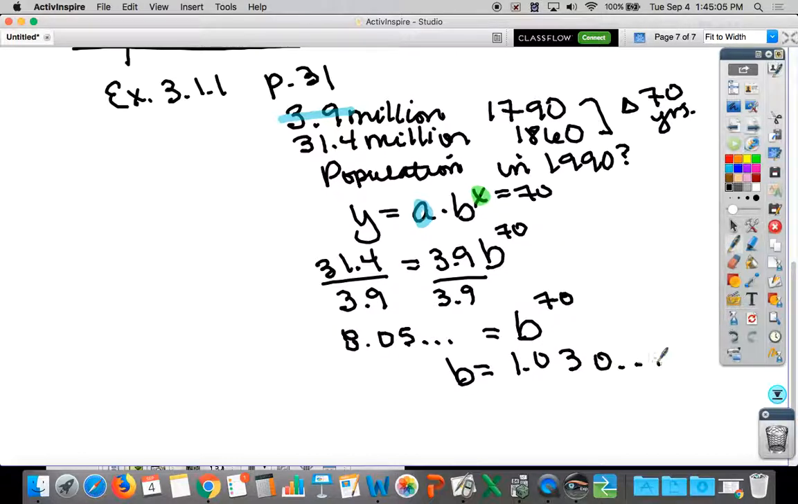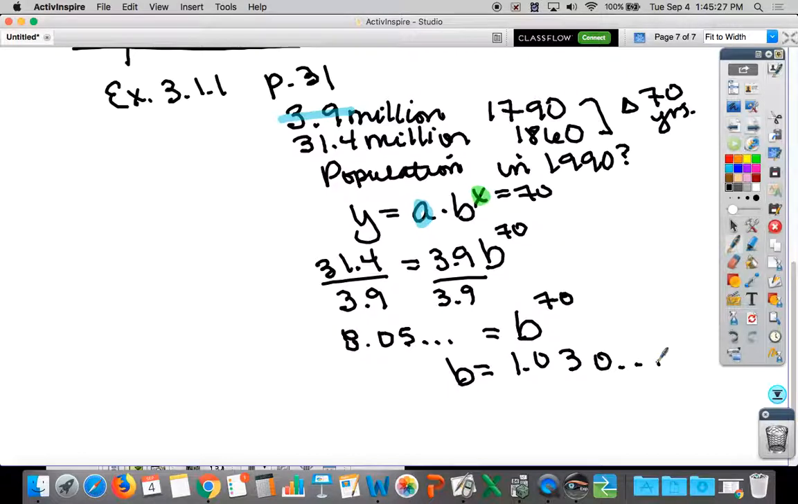1.030 dot, dot, dot. We're not going to round. You want to have that in your calculator. Now, does that make sense that that is a growth factor? How do I know it's growth? It's greater than 1. Not by a whole lot, but it is. So, have I answered their question yet?